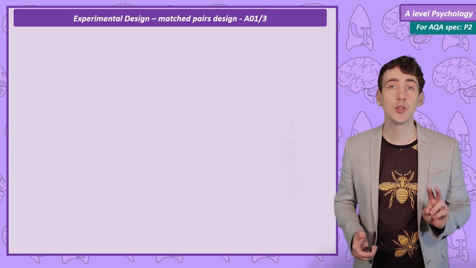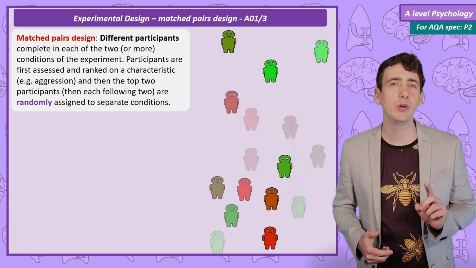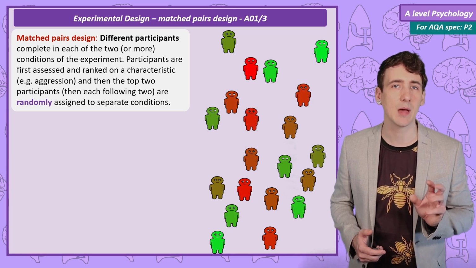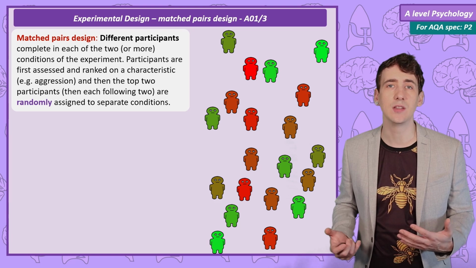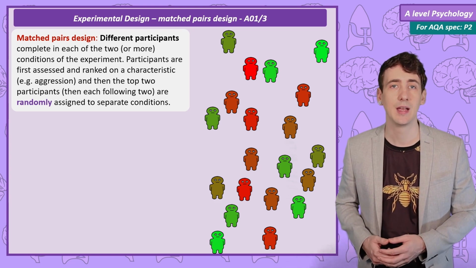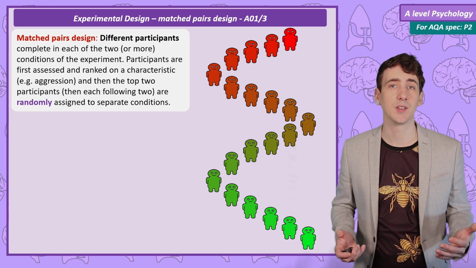In a matched pair design, two separate groups of participants are used, one for each condition. But the researcher decides on a characteristic that might influence the result. So depending on the study, it might be IQ, age, or something like aggression levels. This is measured before the study begins. We can rank our participants.